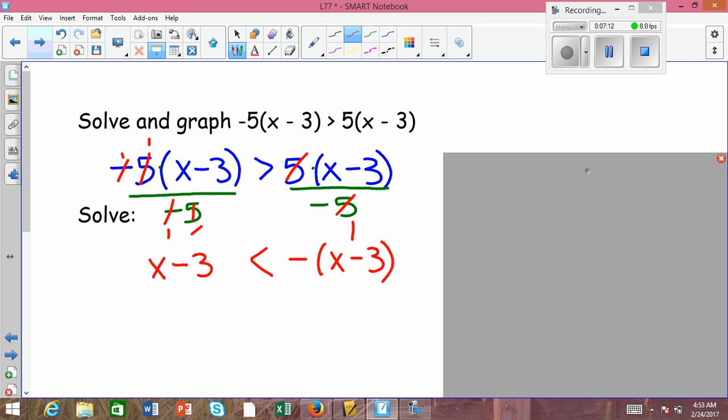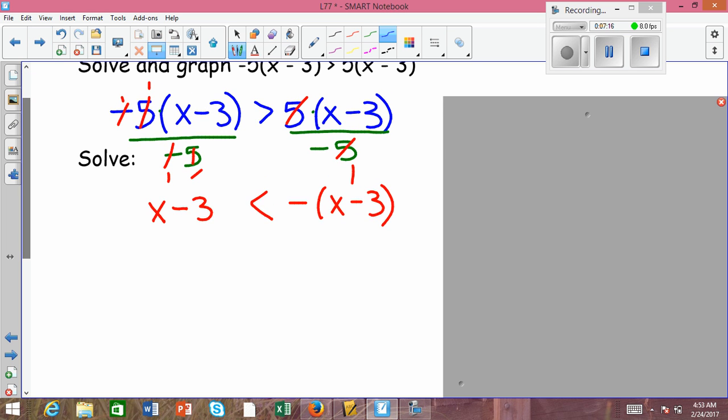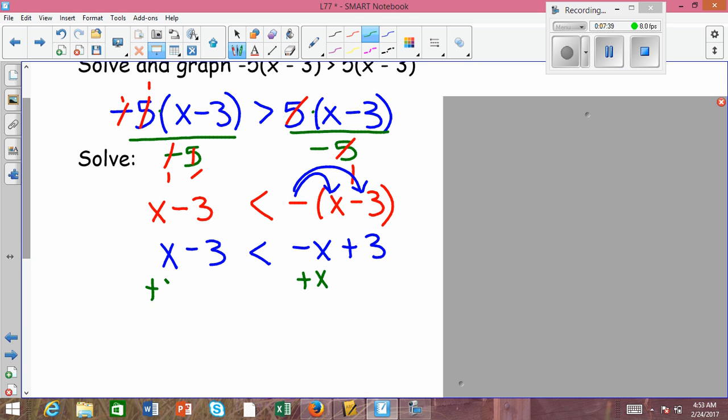So what we have to remember on the right side of the inequality is that we still have that negative out there. So we do need to use distribution to get that negative out. So we're going to distribute that right away. Negative x plus 3 is what that changes to, because our negative goes into our x and into our negative 3. Okay, so our next step here is to add x to both sides.